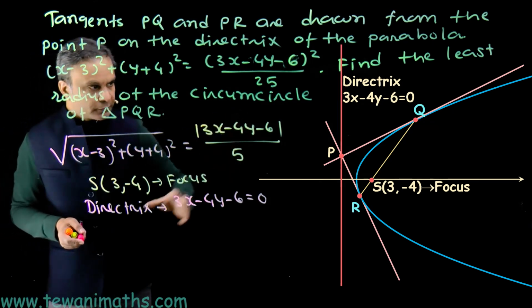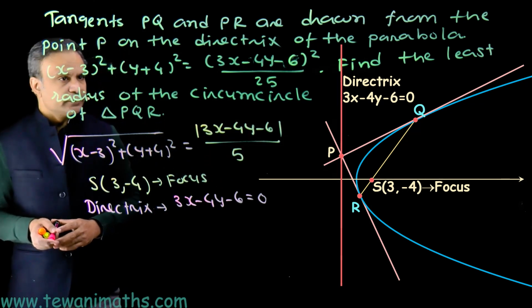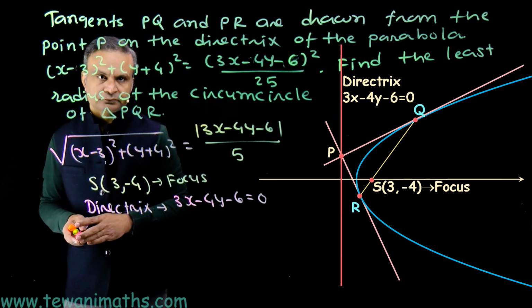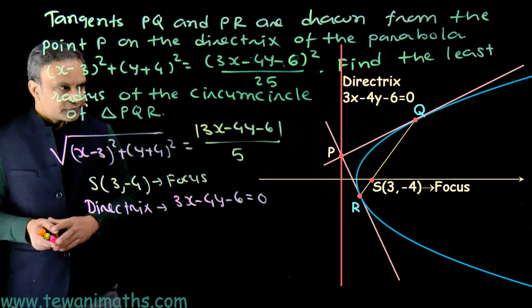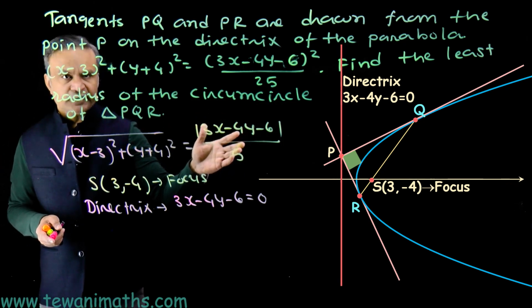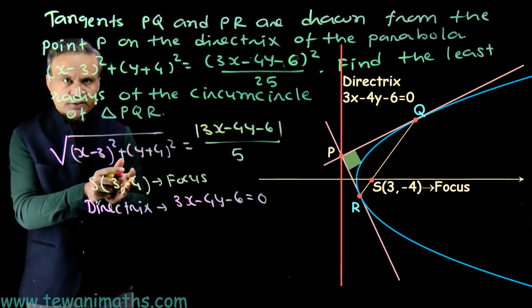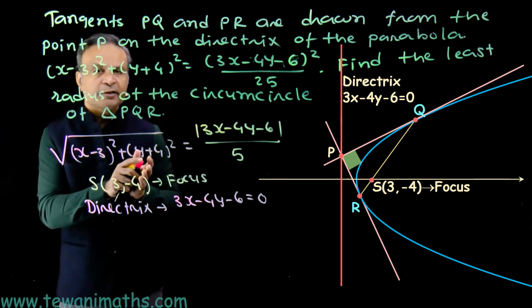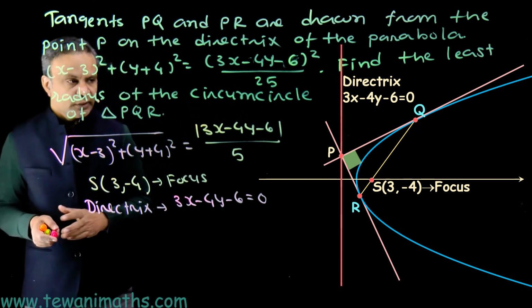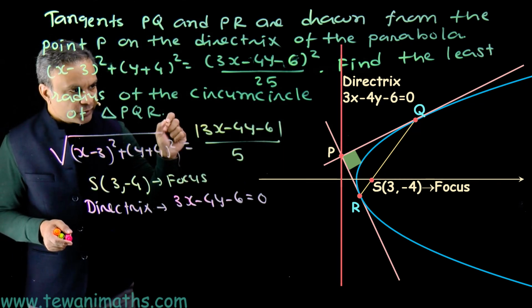We have triangle PQR. We have to find the least radius of the circumcircle of triangle PQR. Definitely this triangle is right angled at vertex P, because tangents are drawn from a point on the directrix, so the tangents will be perpendicular. So the triangle is right angled at point P.